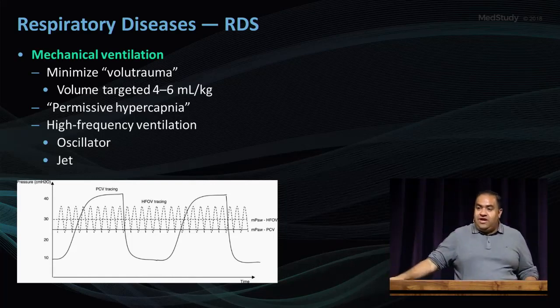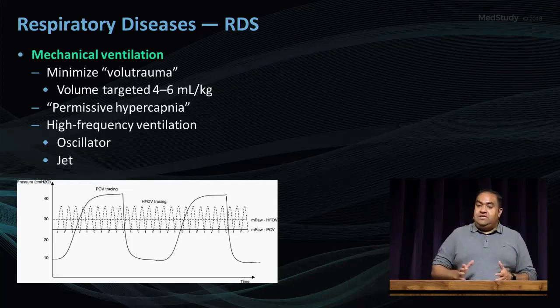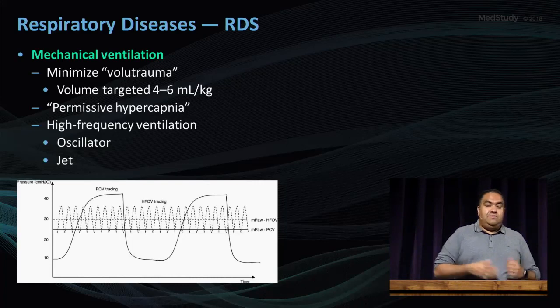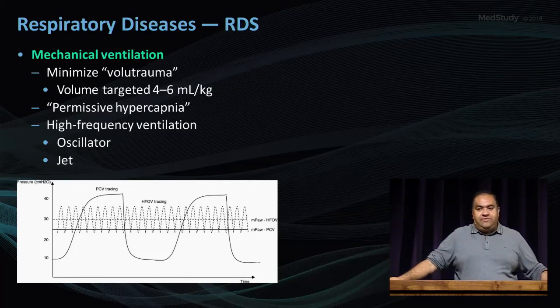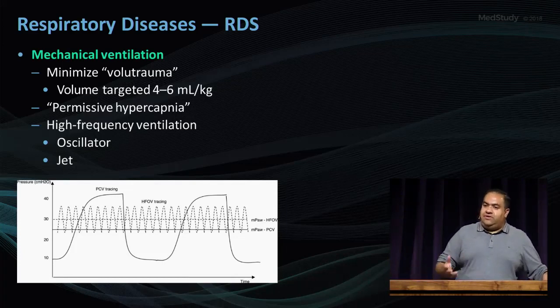We allow permissive hypercapnia, and I don't want to get into too much detail with the respiratory mechanics, but in permissive hypercapnia we allow PCO2s to be elevated. Babies tolerate that well. When the PCO2s are too low, below 30, there's not enough perfusion going to the brain. That's a problem. But with PCO2s at 50, 60, 70, babies do relatively okay as long as their pH is all right. Then there are modalities of high-frequency ventilation, the oscillator and the jet ventilators.